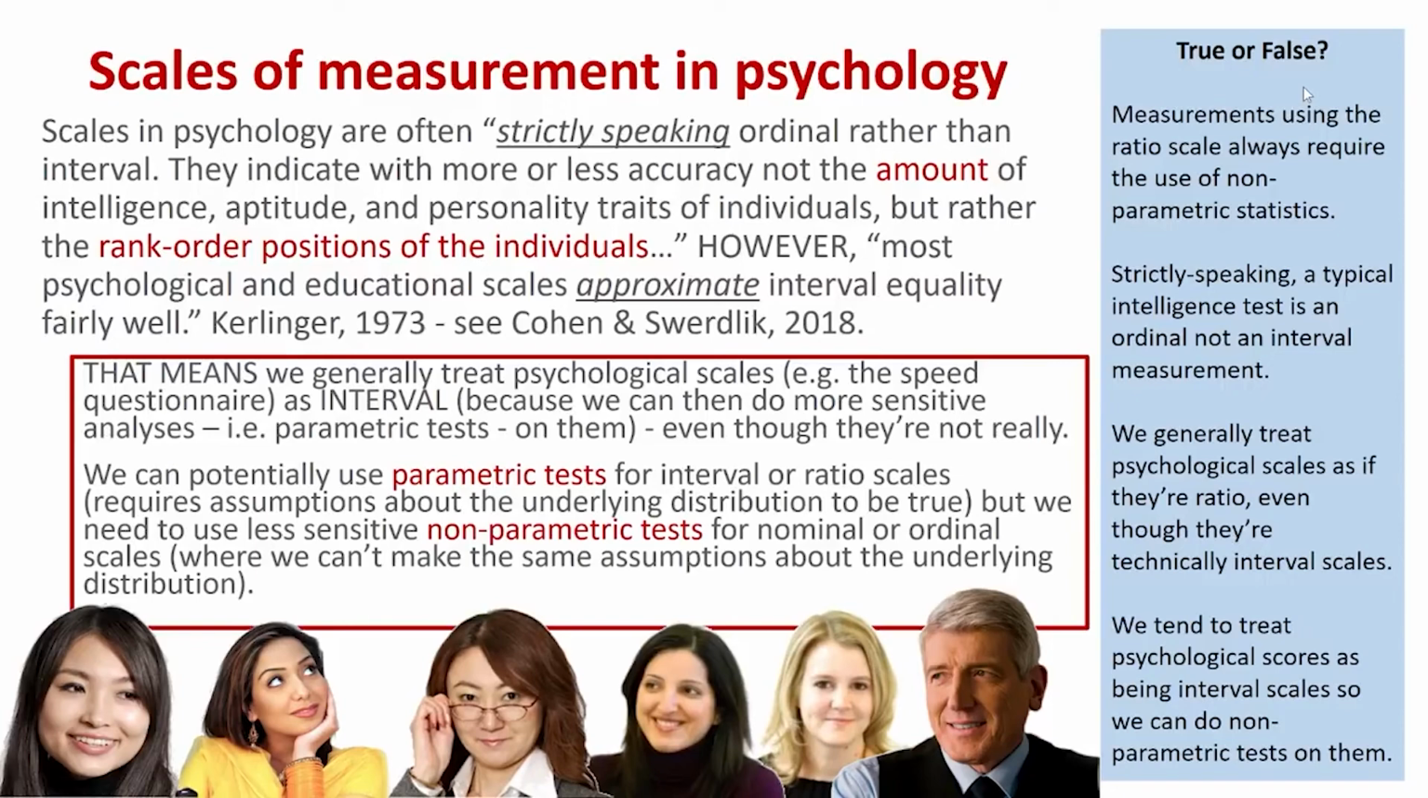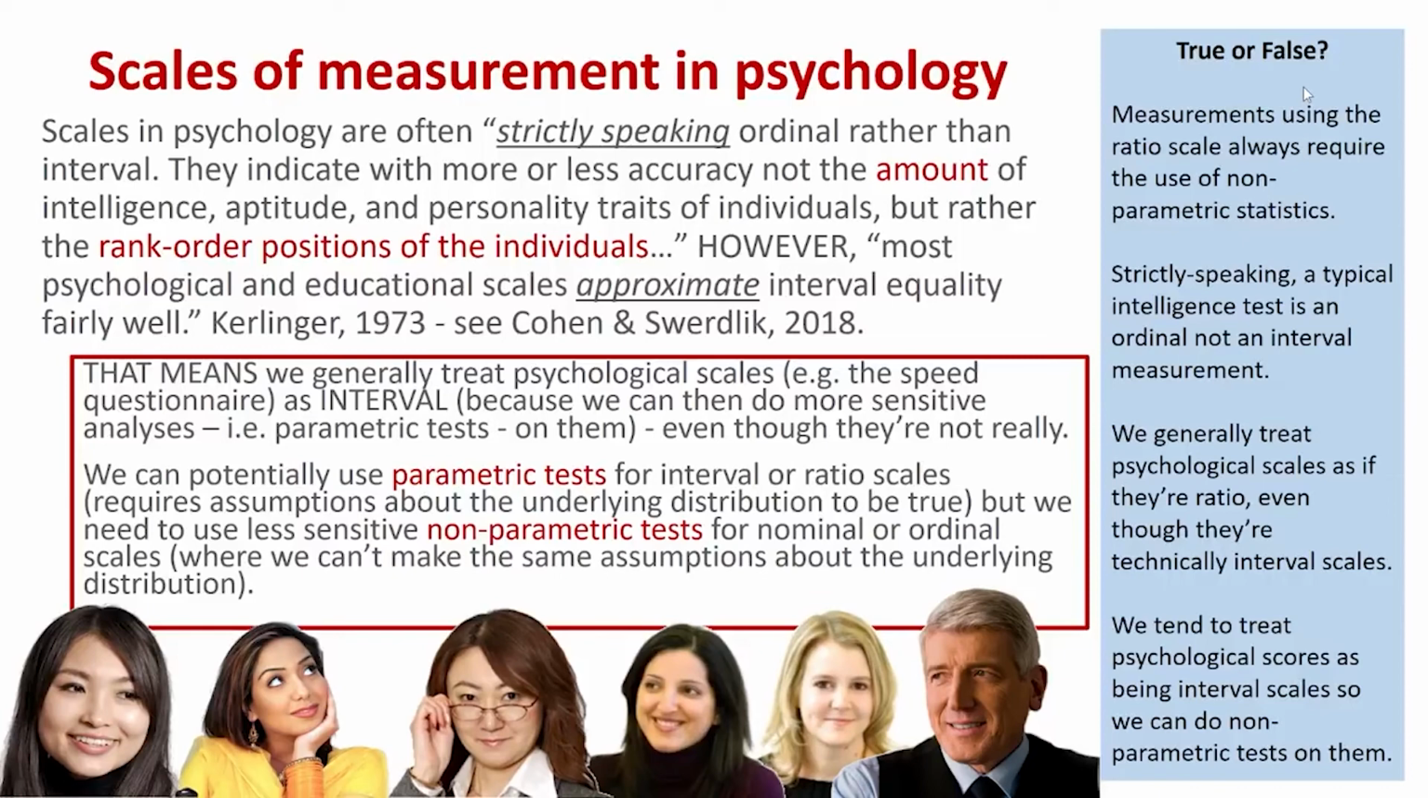Why would we want to treat something that's technically an ordinal scale as an interval scale? This is because if we can treat things as interval scales, we can do more sensitive statistical analyses on them. Specifically parametric tests. We can potentially use parametric tests for interval and ratio scales. When we use parametric tests, this requires us to make assumptions about the underlying distribution, and those assumptions need to be true for those tests to work. But if we're using either nominal or ordinal scales, we instead need to use non-parametric tests, which don't have these assumptions, but they're also less sensitive.